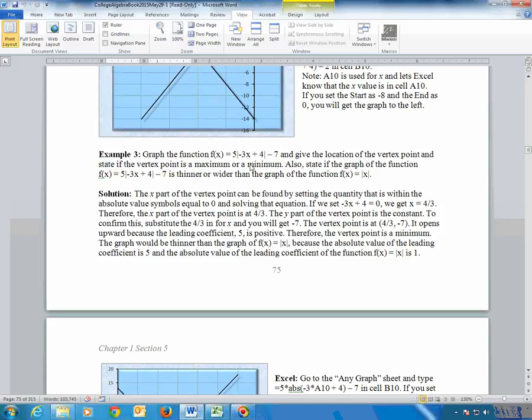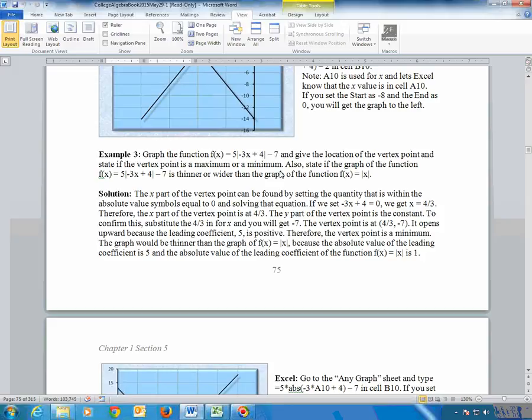This one says graph this function and give the location of the vertex point and state whether it's a max or a min. So to get the x part of the vertex point, again, set what's inside this absolute value equal to 0. So I would need to set the negative 3x plus 4 equals 0. So I would subtract 4 and then divide through by negative 3. So I'd get negative 3x equals negative 4, then divide through by the negative 3, and I get x equals 4/3. So that's the x part of the vertex point.